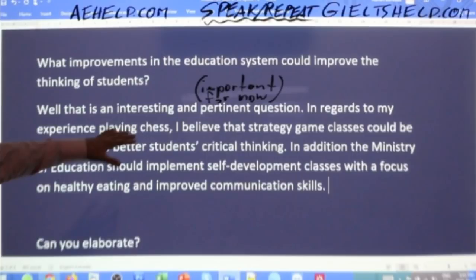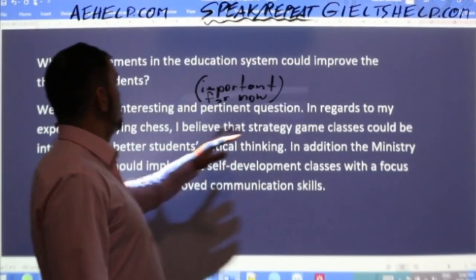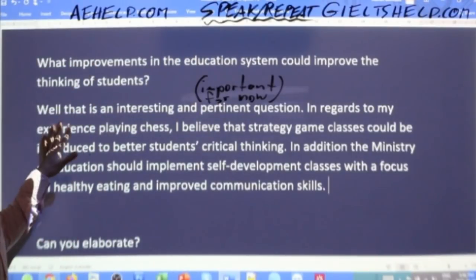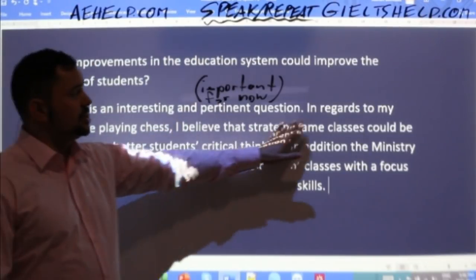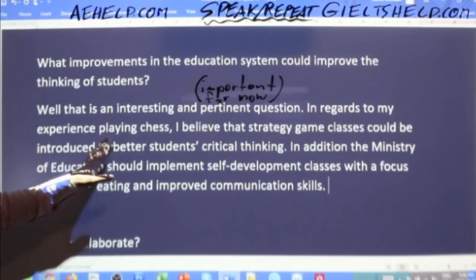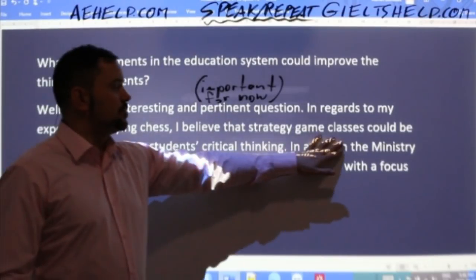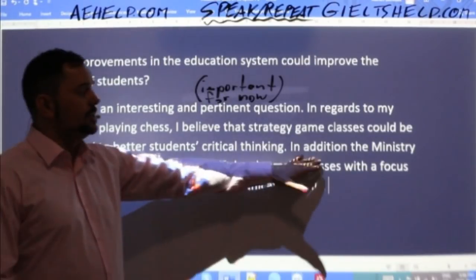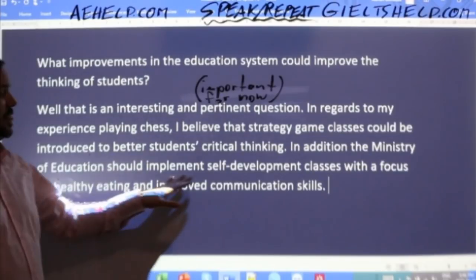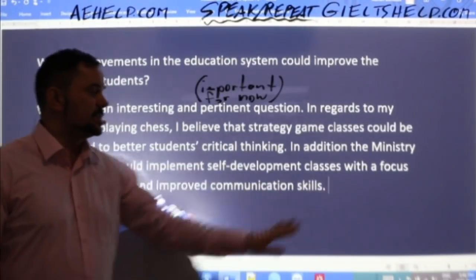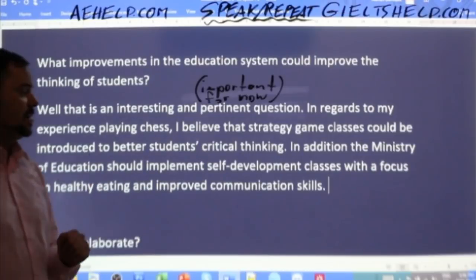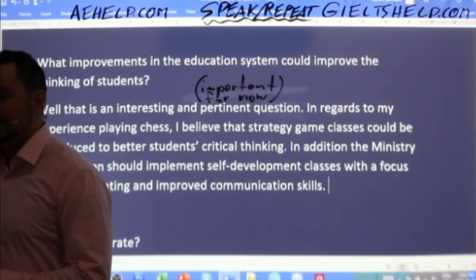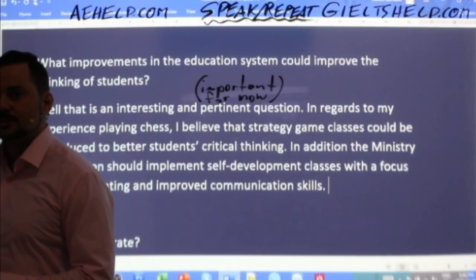What improvements in the education system could improve thinking of students? Speak and repeat after me. Well, that is an interesting and pertinent question. In regards to my experience playing chess, I believe that strategy game classes could be introduced to better students' critical thinking. In addition, the Ministry of Education should implement self-development classes with a focus on healthy eating and improved communication skills.